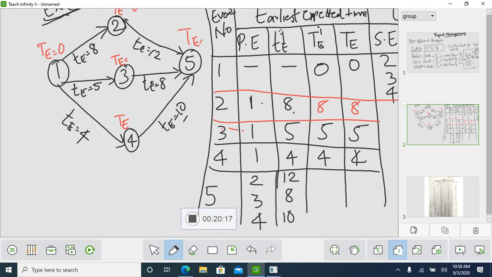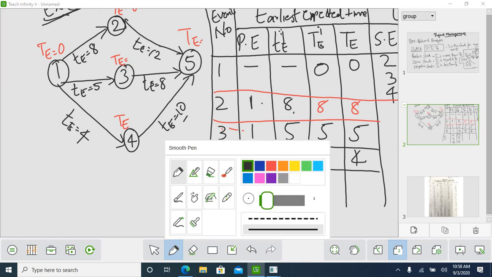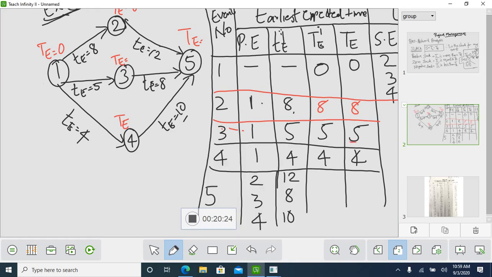So here I forgot to write it over here. So for 3 we found this 5, no? So we have to write 5 over here. For 4 we have to write 4 over here. So we have to write 4.